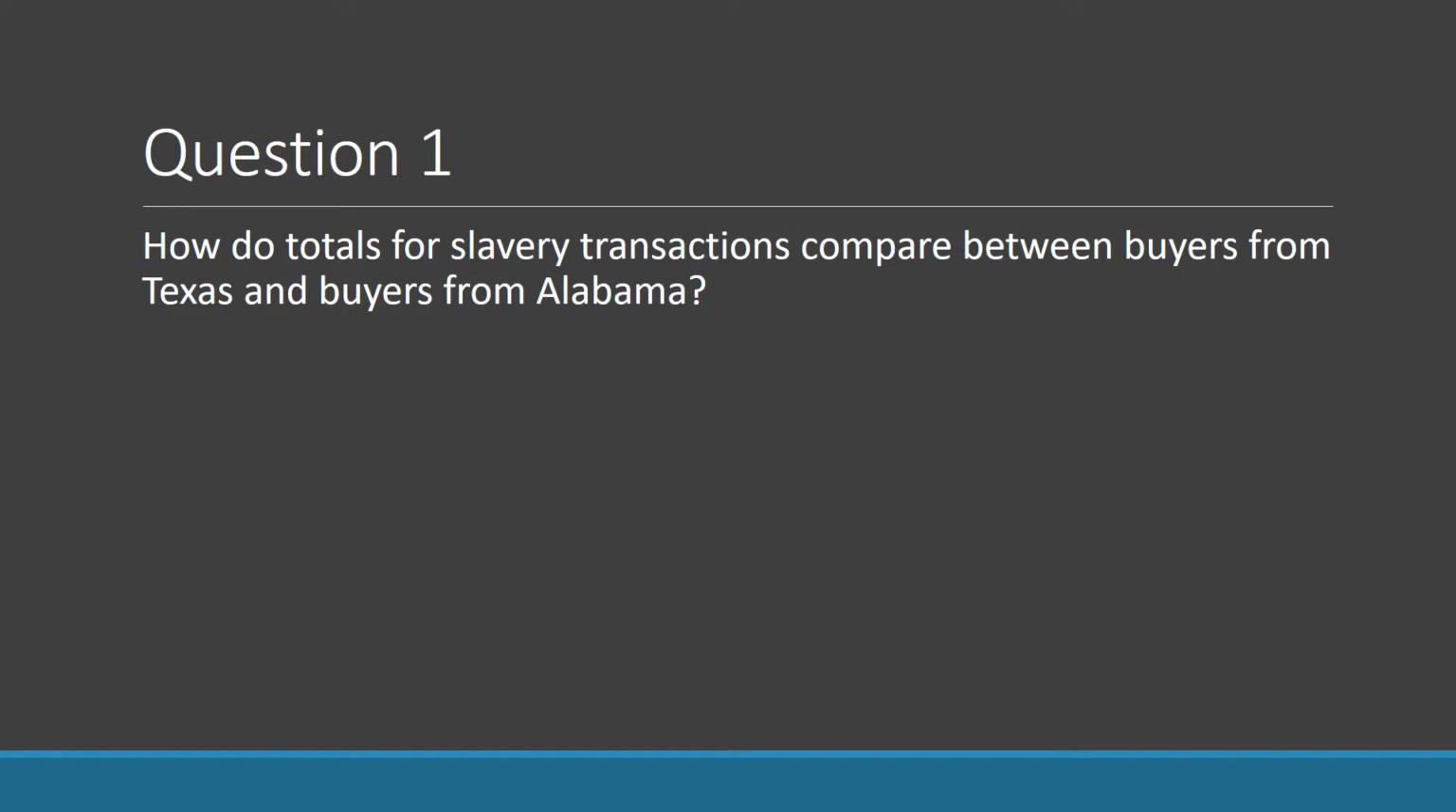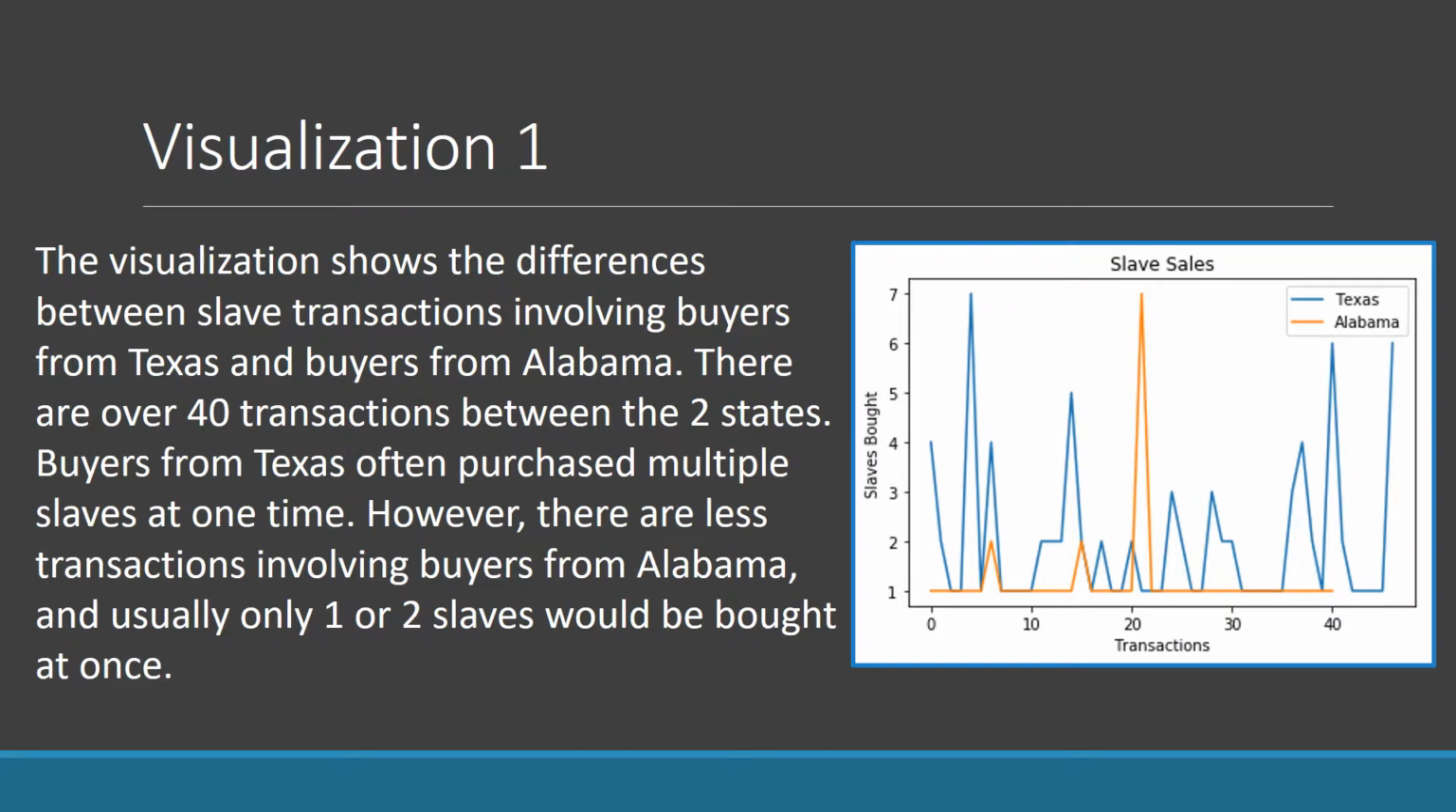The first question answered in this presentation is how do totals for slavery transactions compare between buyers from Texas and buyers from Alabama? The visualization on the right shows the differences between slave transactions involving buyers from Texas and buyers from Alabama.